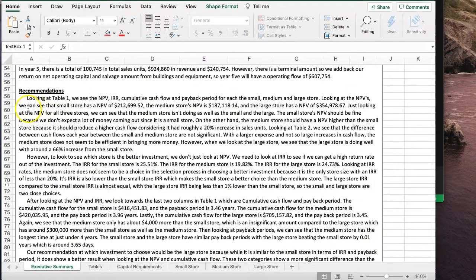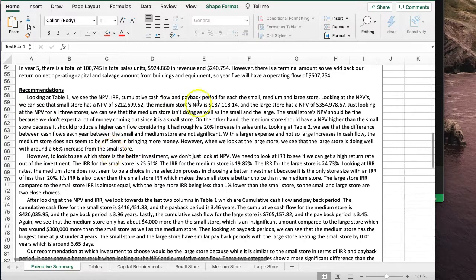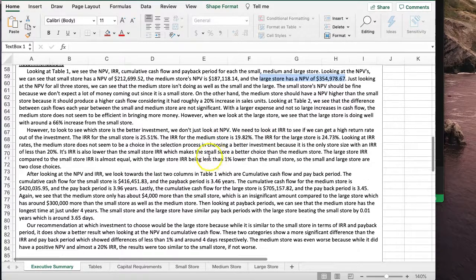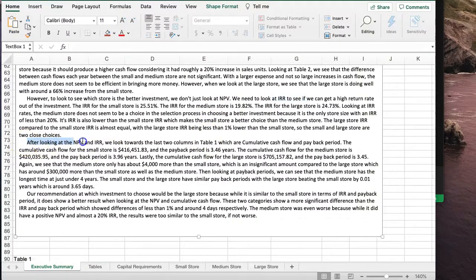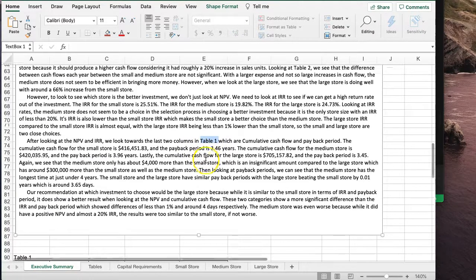So the recommendations, again, are going to give some advice on what the company should do to move forward, supporting it with the actual numbers of the case, saying that they should go with the large store because it has the biggest net present value associated with it, and talking about the internal rate of return and making the comparison between internal rate of return and net present value. We're referencing the table, columns in table 1.